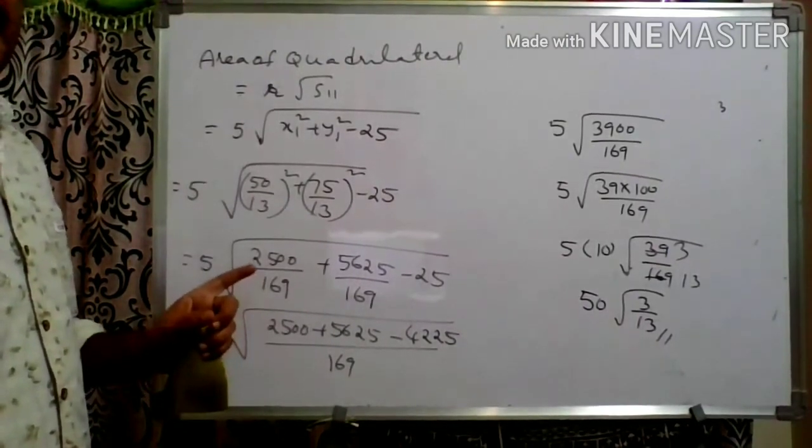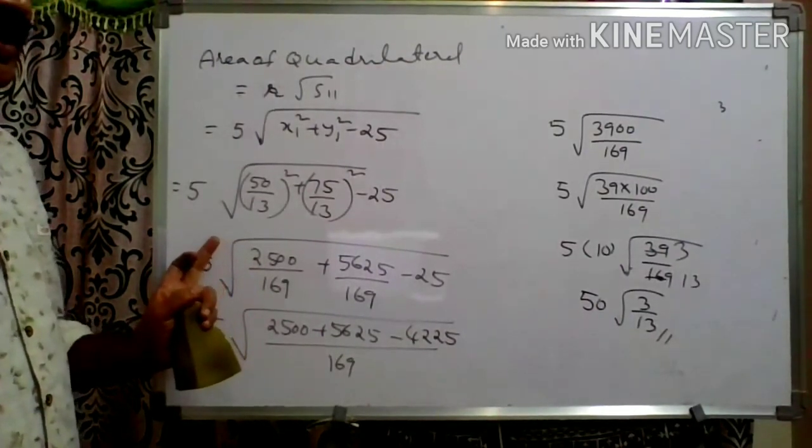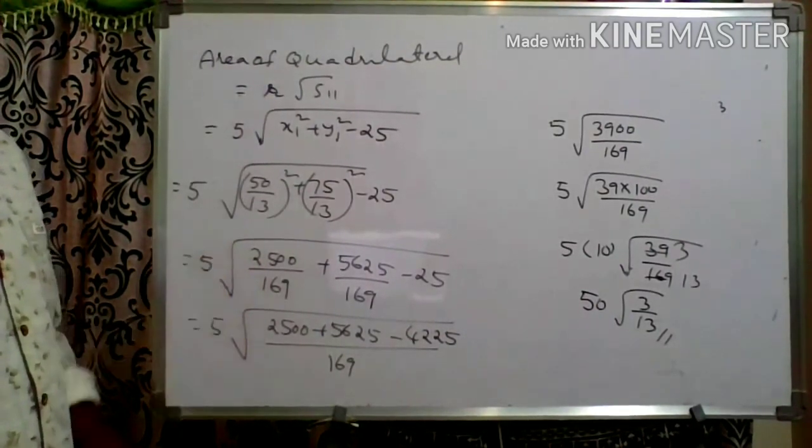Students, first calculate the point of intersection of the tangents. Here, the point of intersection of the tangents is the inverse point. Next, the area of the quadrilateral is equal to R into root S11.